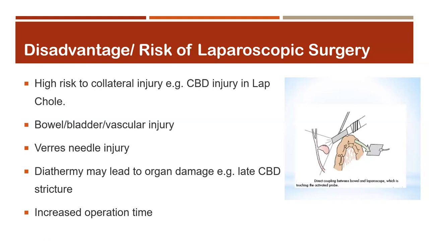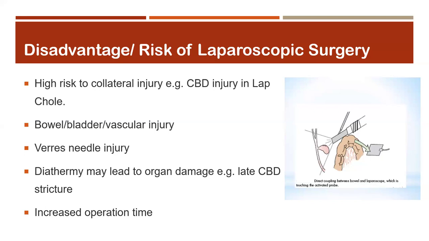And bowel, bladder and vascular injury, especially at the time of first insertion of the port. If you do not take care, there may be chances of bowel injury, bladder injury, and vascular injury by the sharp instrument, especially at the time of trocar placement. But nowadays, these things are reduced by the use of the visual optic trocar, a specially designed trocar which we put under vision. Veress needle injury is also associated with bowel, bladder, and vascular injury. And diathermy may lead to organ damage, especially to the CBD structures, and also some leakage.